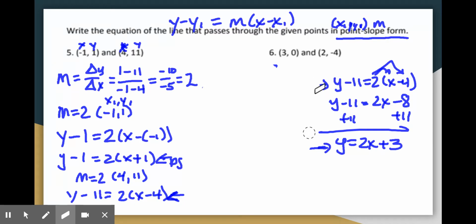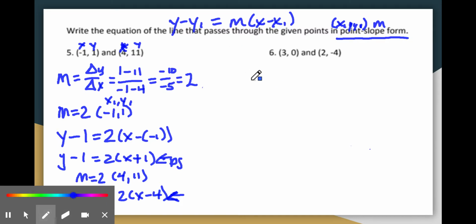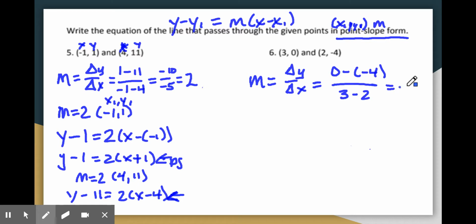All right, so let's try number 6 here together real quick. I'm given 2 points. You can do it on your own and then check and see if you got it right. So I can do delta y over delta x. My y's are going to be 0 minus negative 4, and then I'm going to have 3 minus 2. So there's a 1 on the bottom and a 4 on the top. 4 over 1, I get 4.